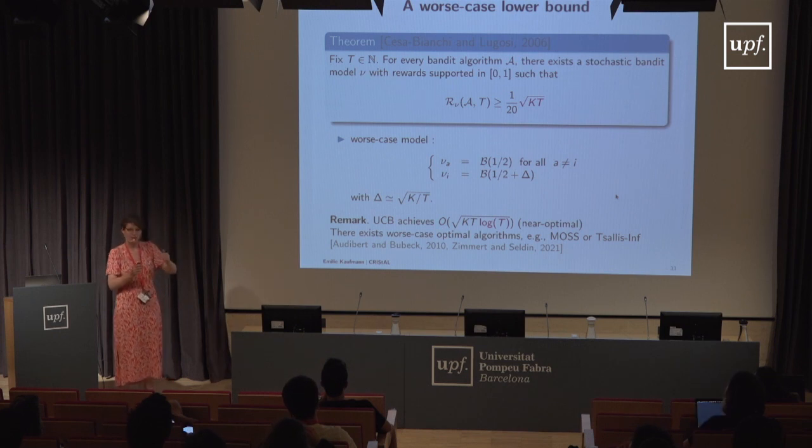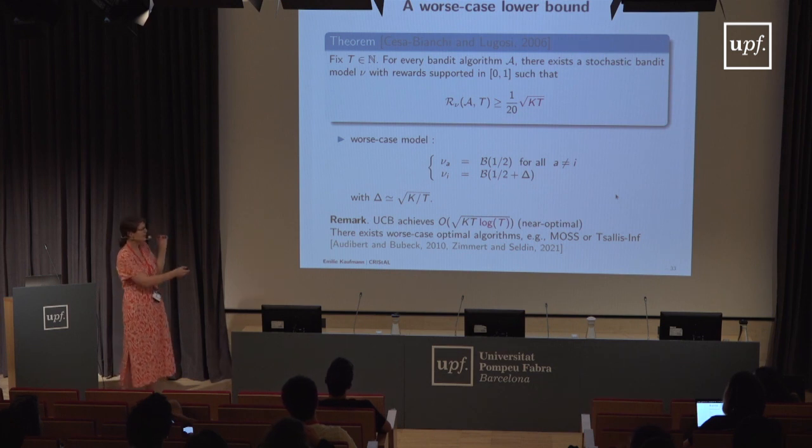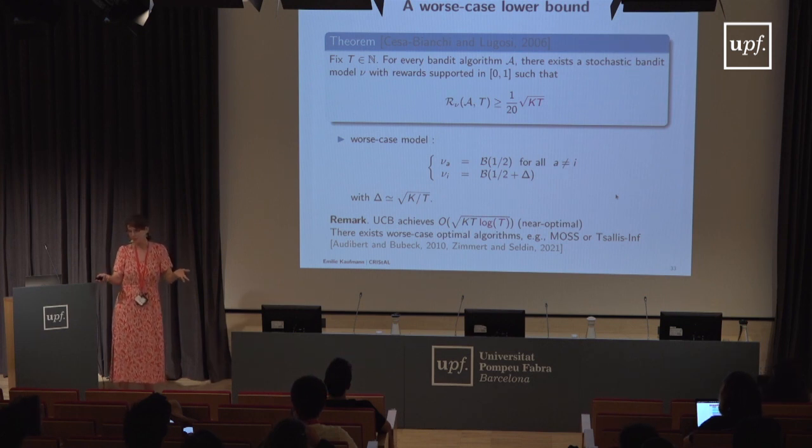And it is interesting to look at what is the hard bandit instance in this bound. It's basically a Bernoulli bandit where all the means are one half, except one, which is larger by a tiny margin of square root of 1 over T. So those are not the typical bandit problems you encounter in practice.